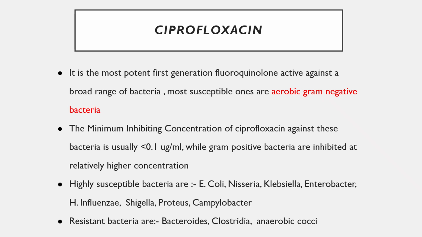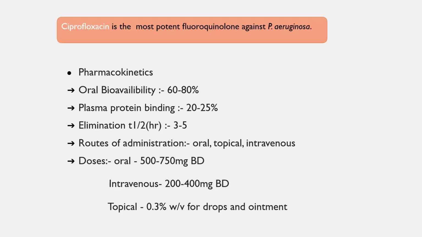Ciprofloxacin is the most potent first generation fluoroquinolone and it is active against a broad range of bacteria, and the most susceptible ones are aerobic gram-negative bacteria. The minimum inhibitory concentration of ciprofloxacin against these bacteria is usually less than 0.1 microgram per ml, while gram-positive bacteria are inhibited at relatively higher concentration. The highly susceptible bacteria are E. coli, Neisseria, Klebsiella, Enterobacter, H. influenzae, Shigella, Proteus, Campylobacter. The resistant bacteria are Bacteroides, Clostridia, and anaerobic cocci. Ciprofloxacin is the most potent fluoroquinolone against Pseudomonas.